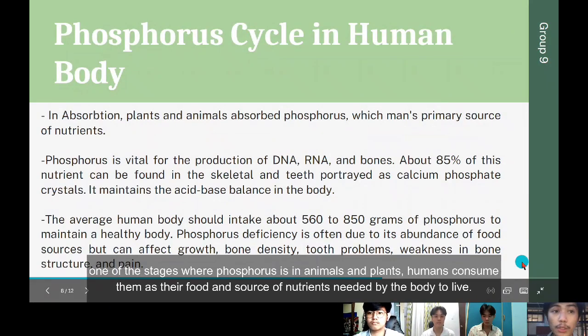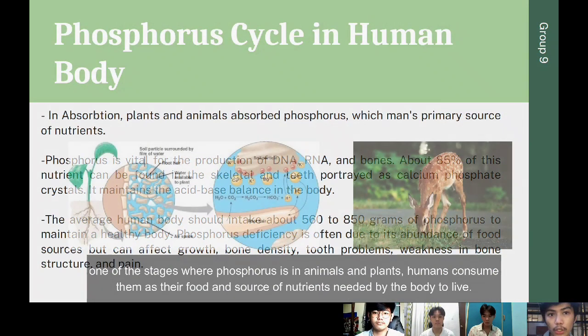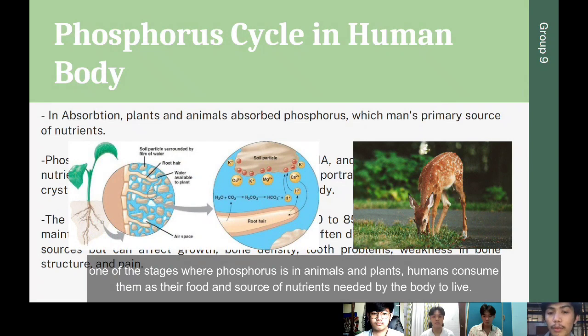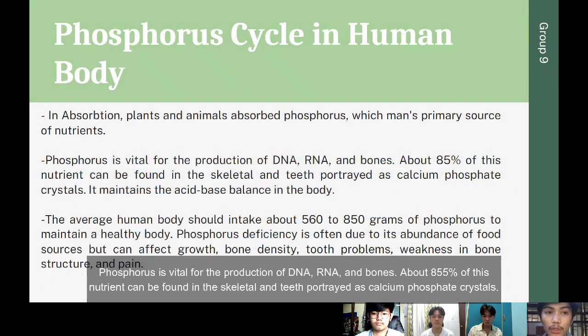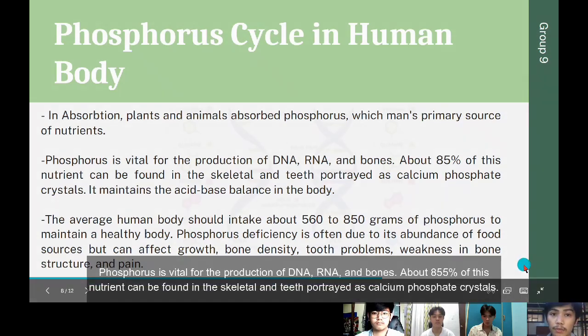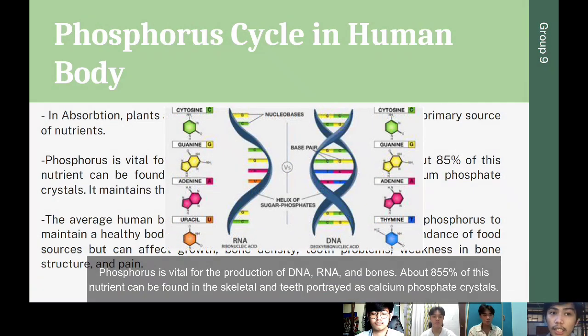One of the stages in phosphorus cycle where phosphorus is in animals and plants, humans consume them as their food and source of nutrients needed by the body to live. Phosphorus is vital for the production of DNA, RNA, and bone. About 85% of the nutrients can be found in the skeleton and teeth as calcium phosphate crystals.